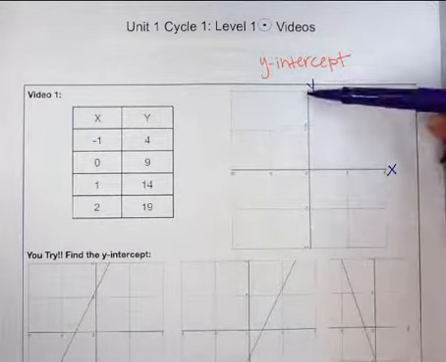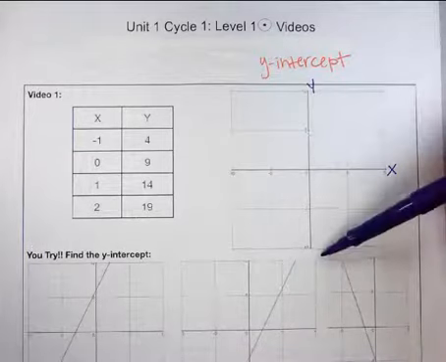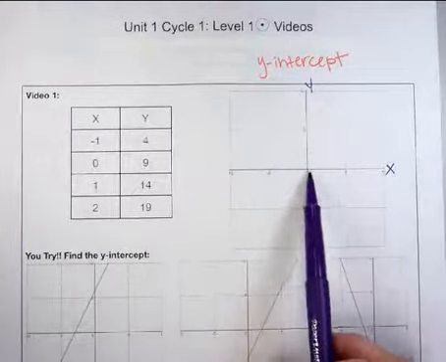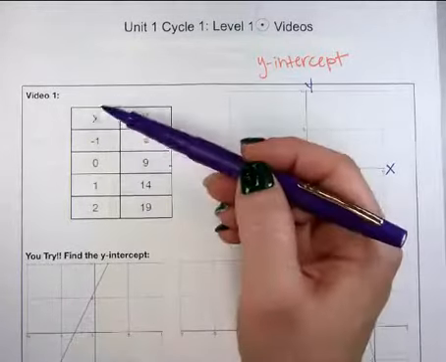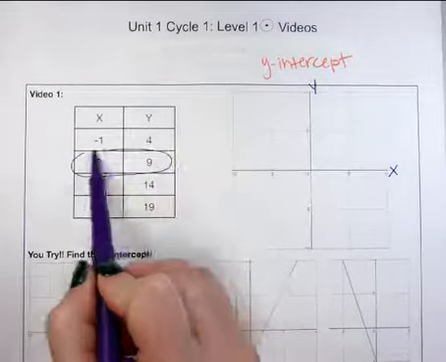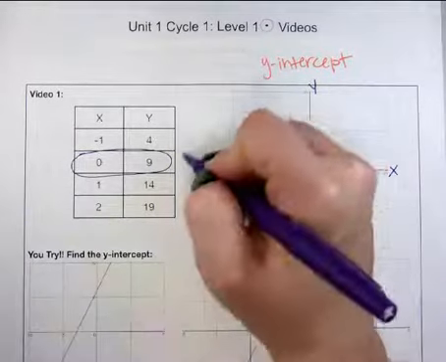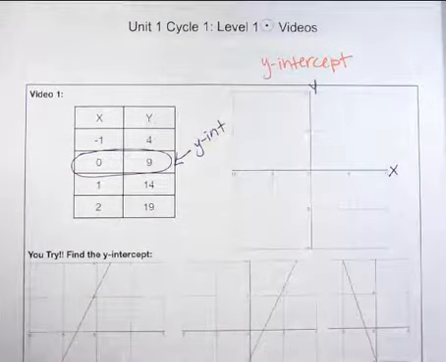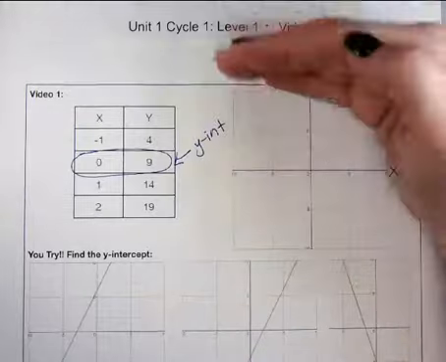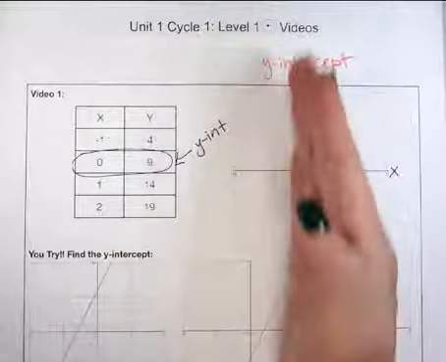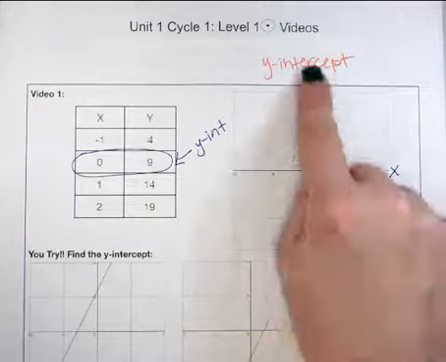If we had a point on the y-axis, our x value would have to be 0. So if we look at our table and we find the x value of 0, this is a y-intercept. Anywhere that your x value is 0, because that means that it is not going left or right, it is only going up or down, it's going to be on the y-axis.